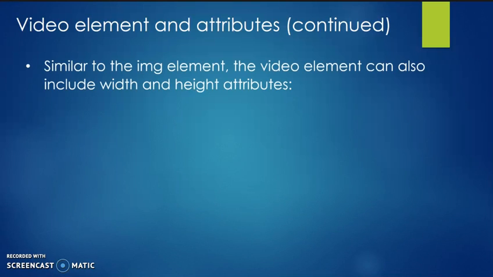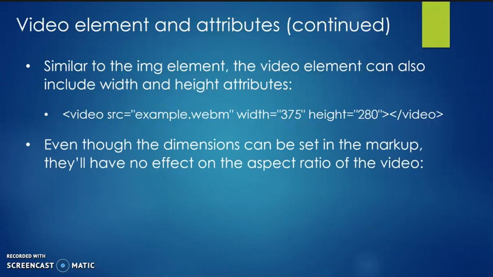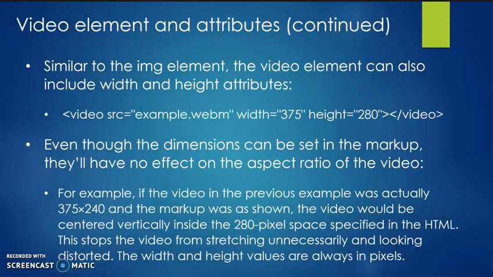Similar to the IMG element, the video element can also include width and height attributes. As you can see below, they have a width of 375 pixels and a height of 280 pixels. Even though the dimensions can be set in the markup, they'll have no effect on the aspect ratio of the video. For example, if the video in the previous example was actually 375 by 240 pixels and the markup was as shown, the video would be centered vertically inside the 280 pixel space specified in the HTML. This stops the video from being stretched or squished unnecessarily and looking distorted. The width and height values are always in pixels.